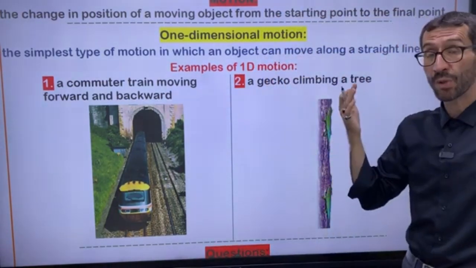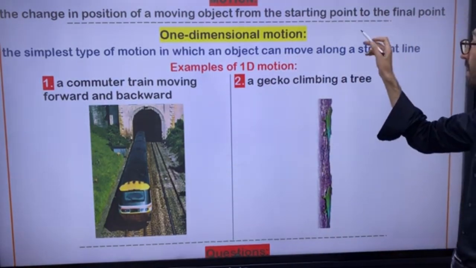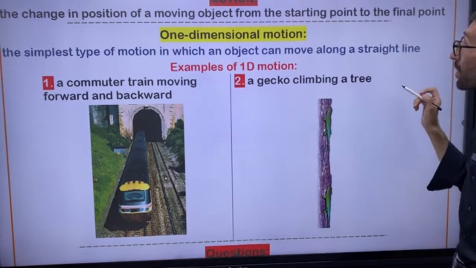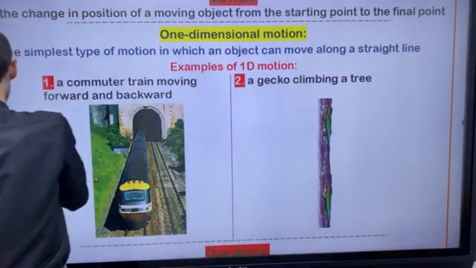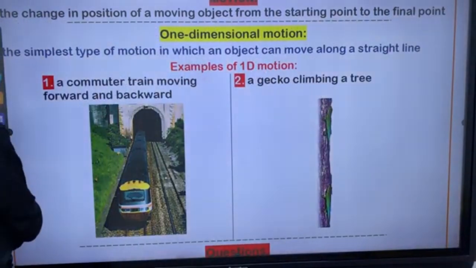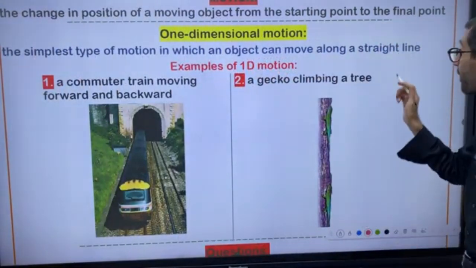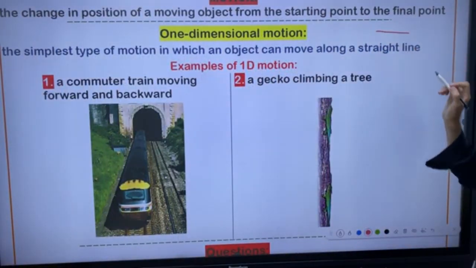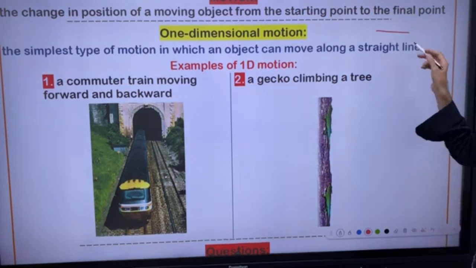And in previous years, I explained it for you. One dimension means, let's say, a straight line, motion on a straight line, like this. For example, this line is one-dimensional, right?